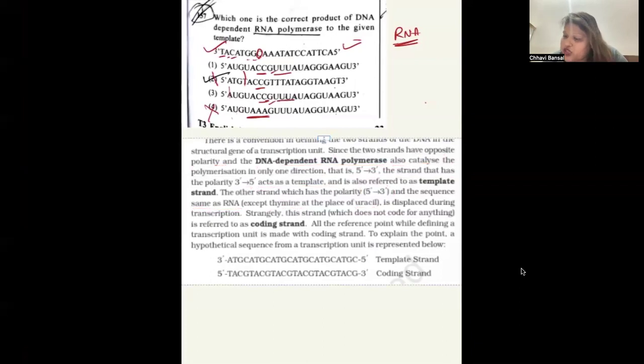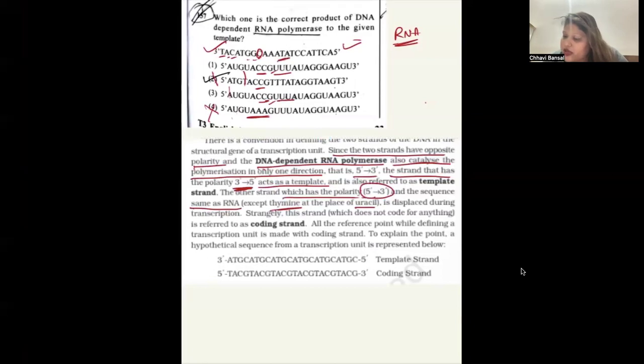Then for T, we should have A. See here, this sequence is wrong because T is replaced by U in RNA, but here we are doing the base pairing. For T, it should be A present, not the U. So this gives us the correct option, which is option 1. Option 1 is our correct answer.